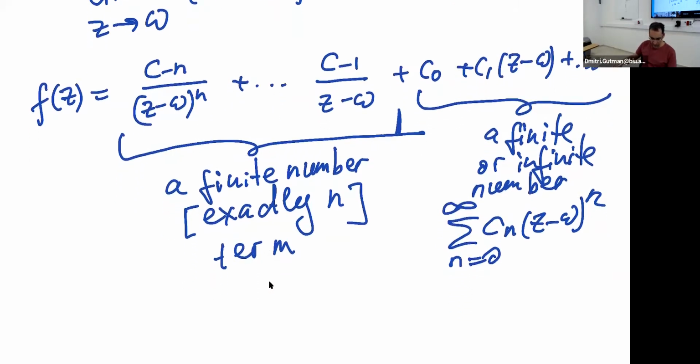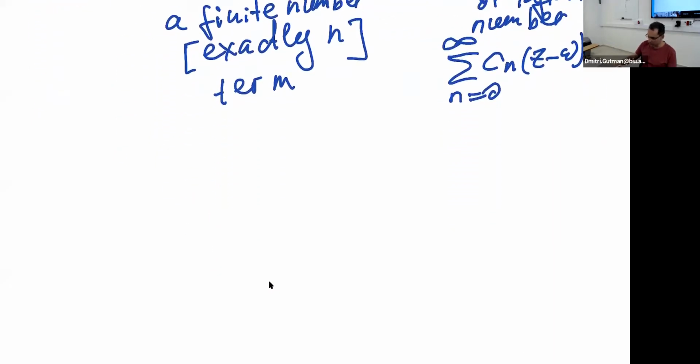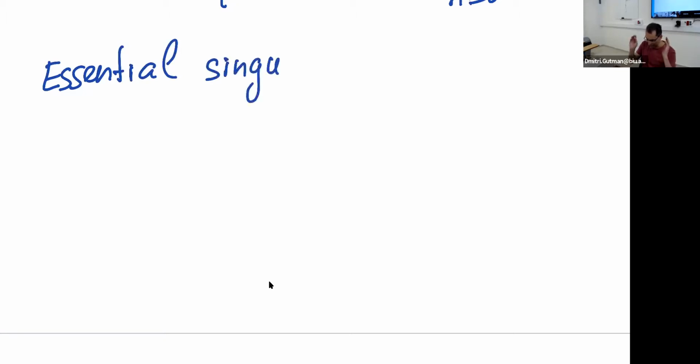Okay, here we come to the point of essential singularity. Sorry, essential, not removable, essential isolated singularity. And as you might have guessed, in the case of an essential singularity there will be an infinite number of terms in the Laurent expansion. So consider an example.